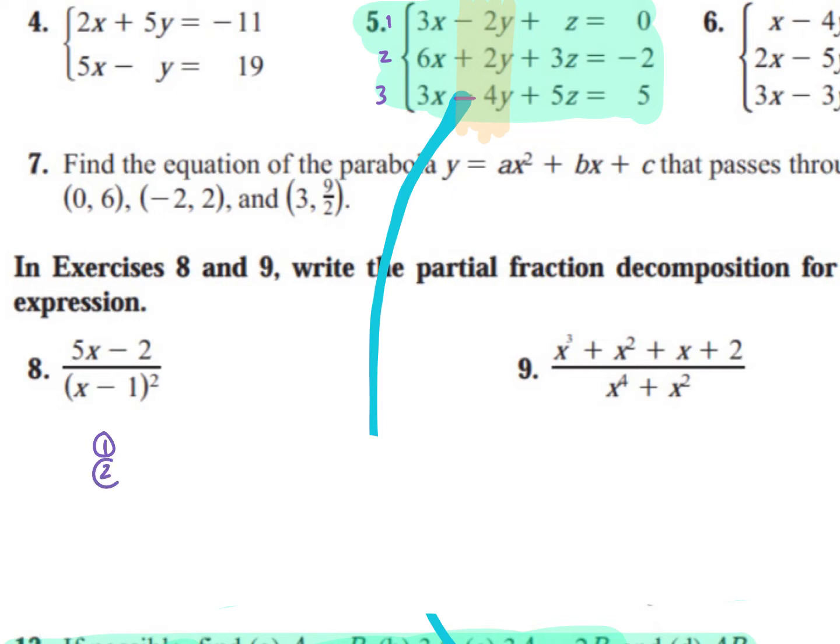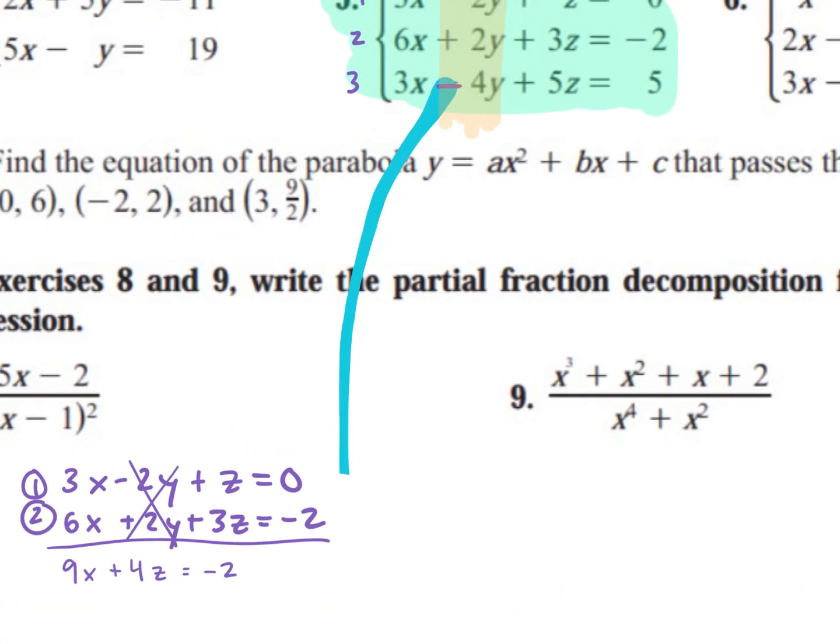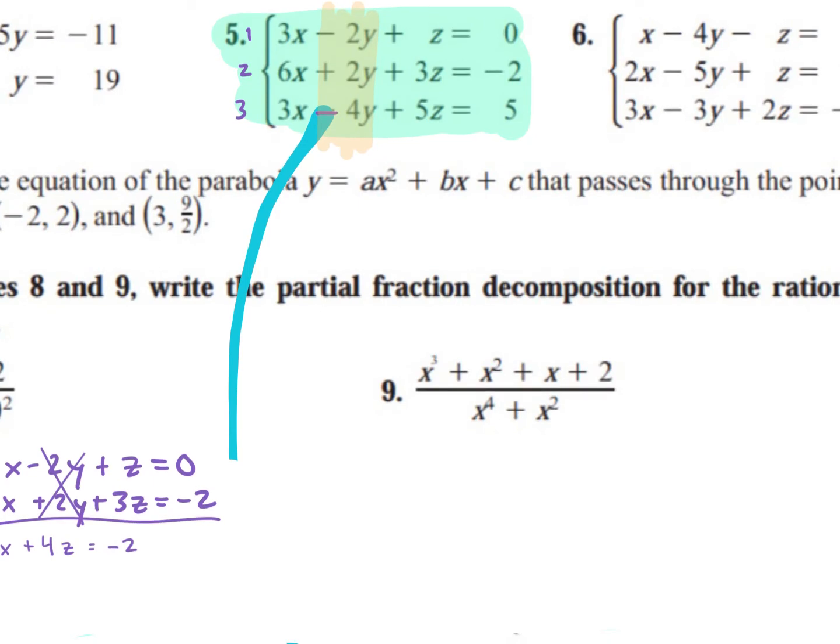So if I combine 1 and 2, 3x minus 2y plus z is equal to 0, and 6x plus 2y plus 3z is equal to negative 2. So add these together. We get 9x, the y's cancel, plus 4z is equal to negative 2. So I want to pick 2 more and combine those. Which other 2 do I want to combine? 2 and 3. Yes.